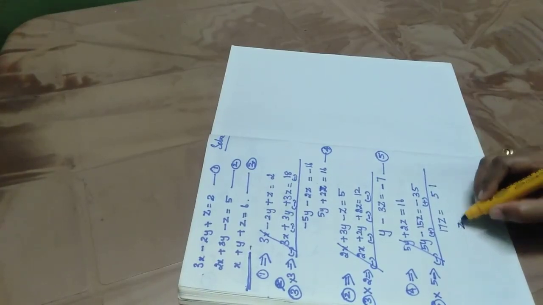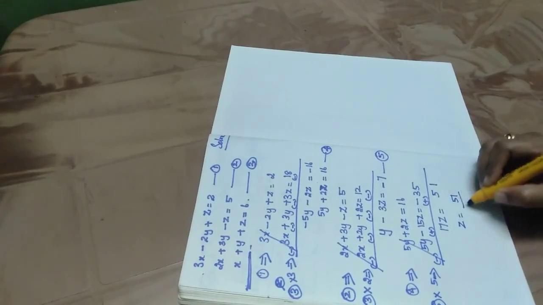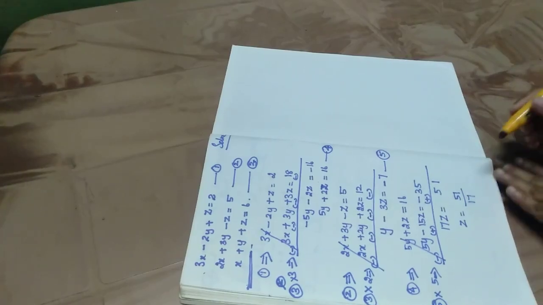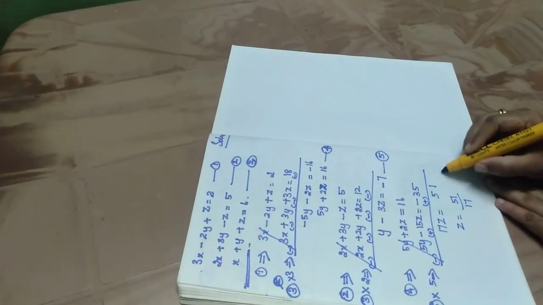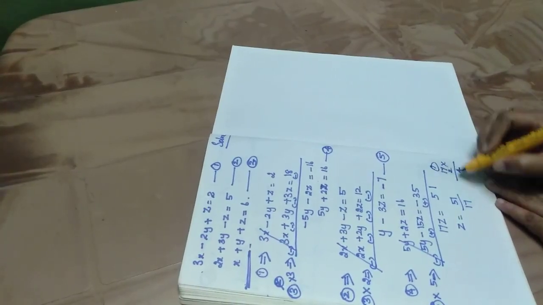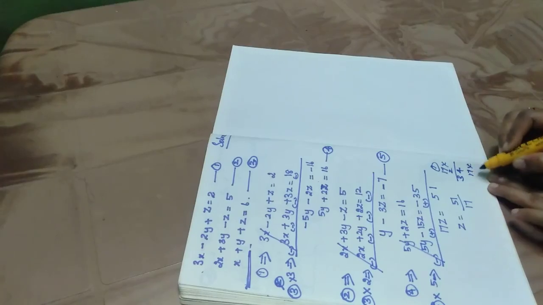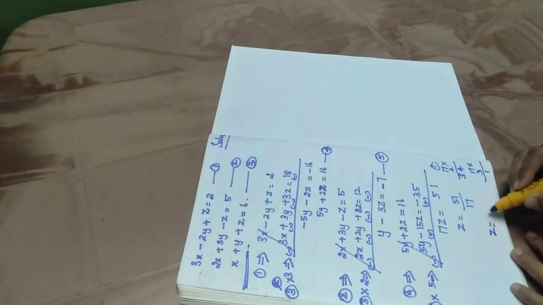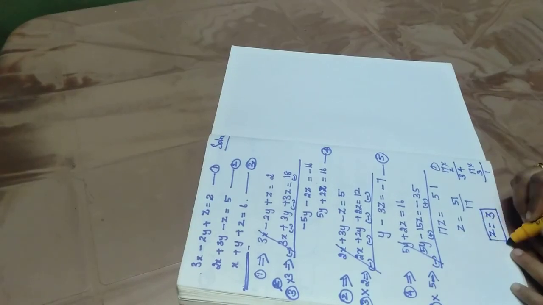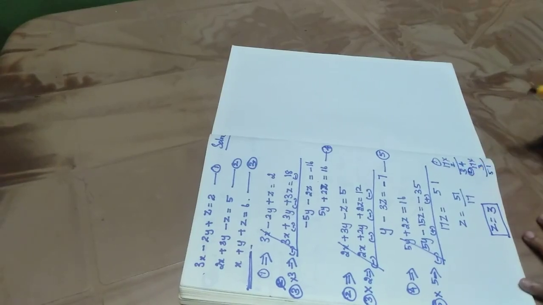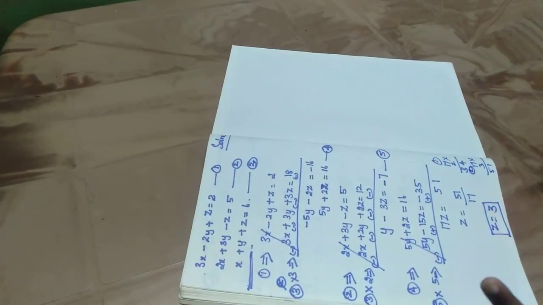So z is equal to 51 divided by 17. So 17 is a prime number. Let's see how many 17s are there. So 17 into 2 means 34, 17 into 3 means 51. So z is equal to 3. So one value we got. So using this, find out the next.